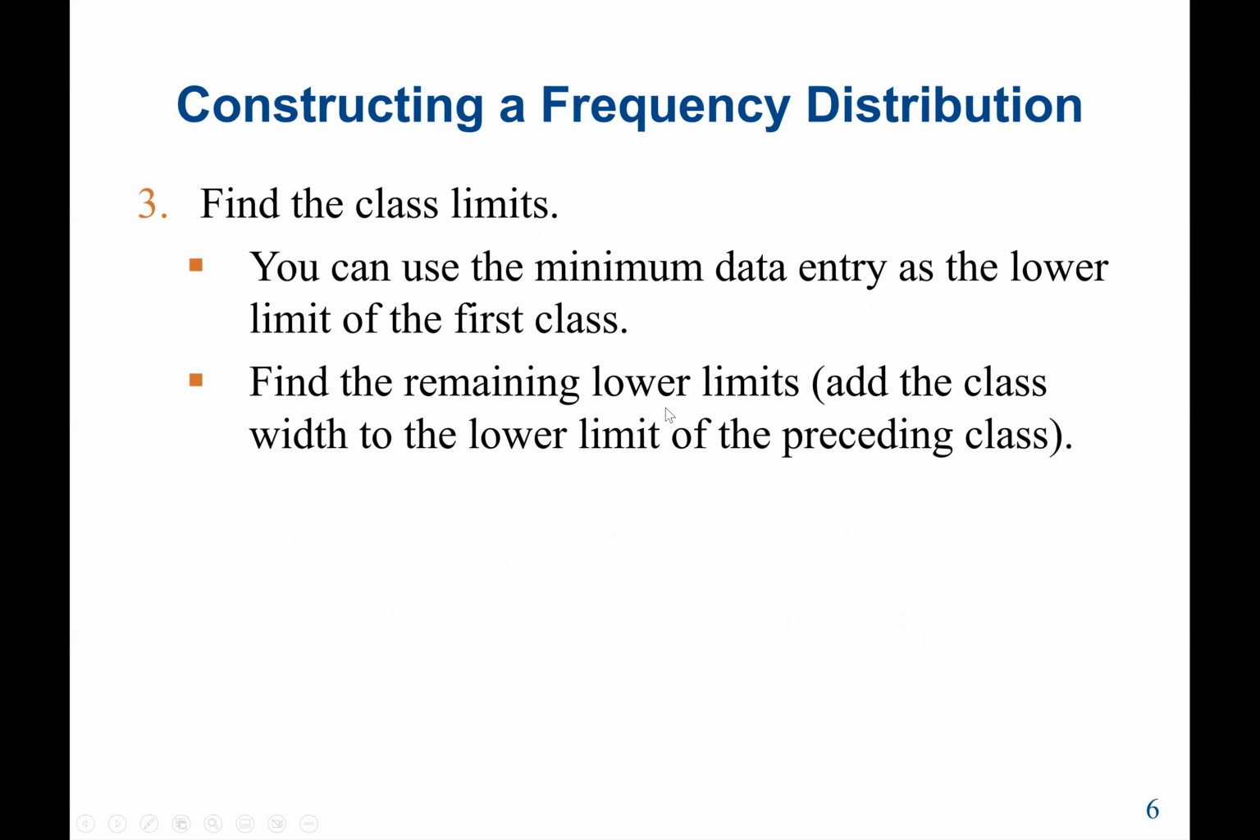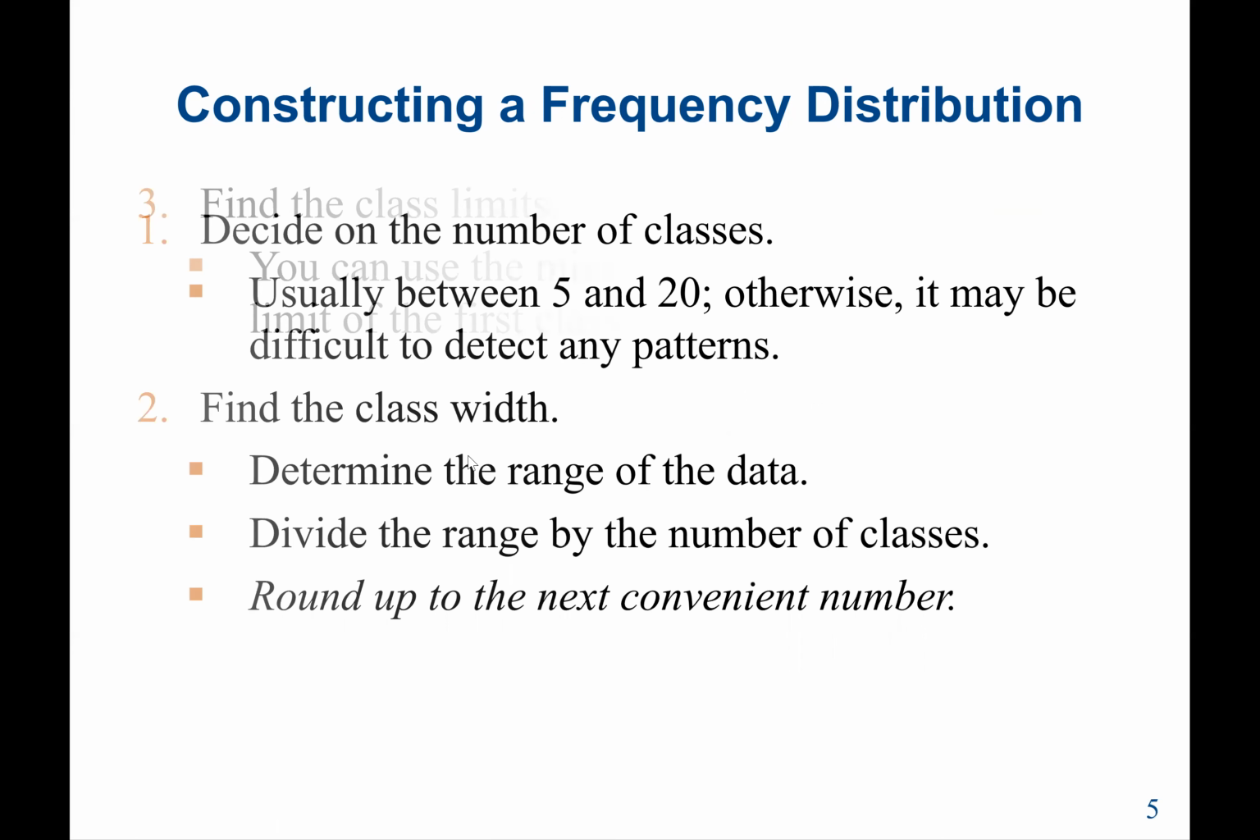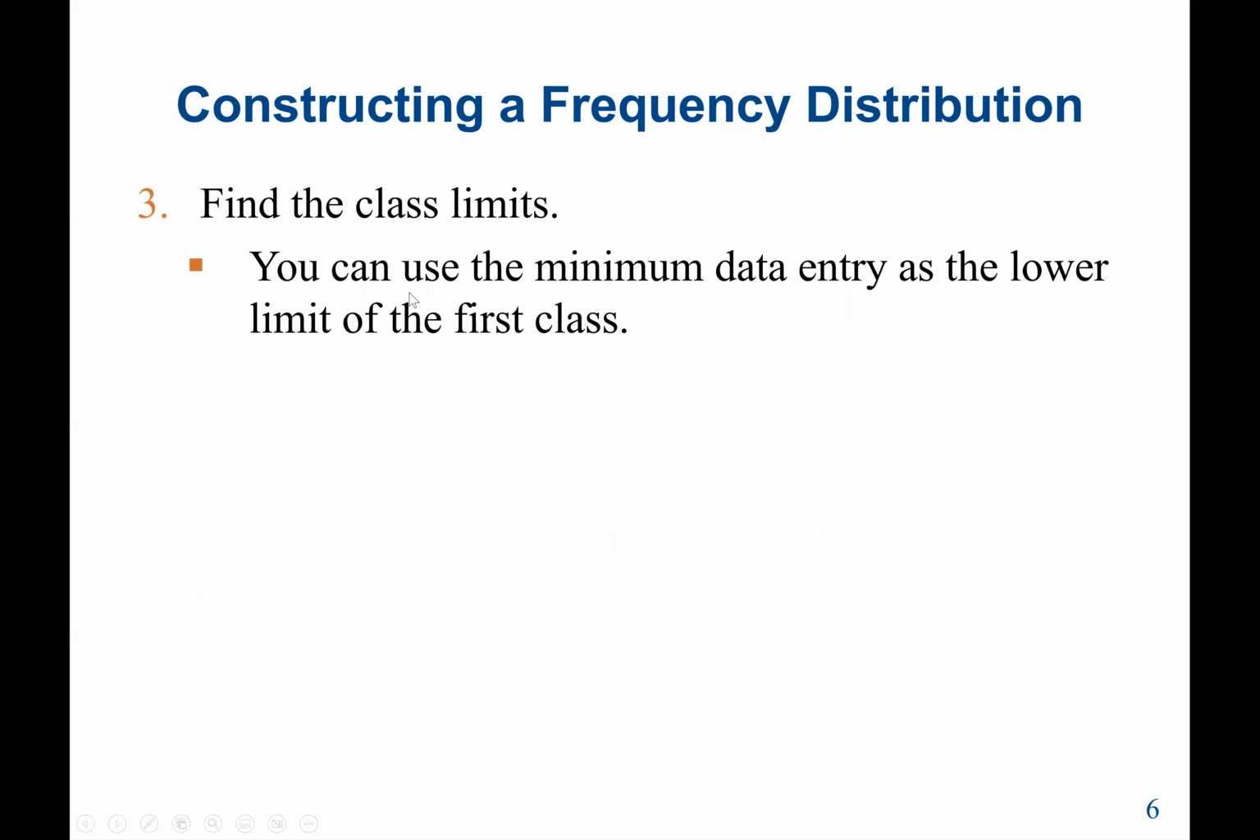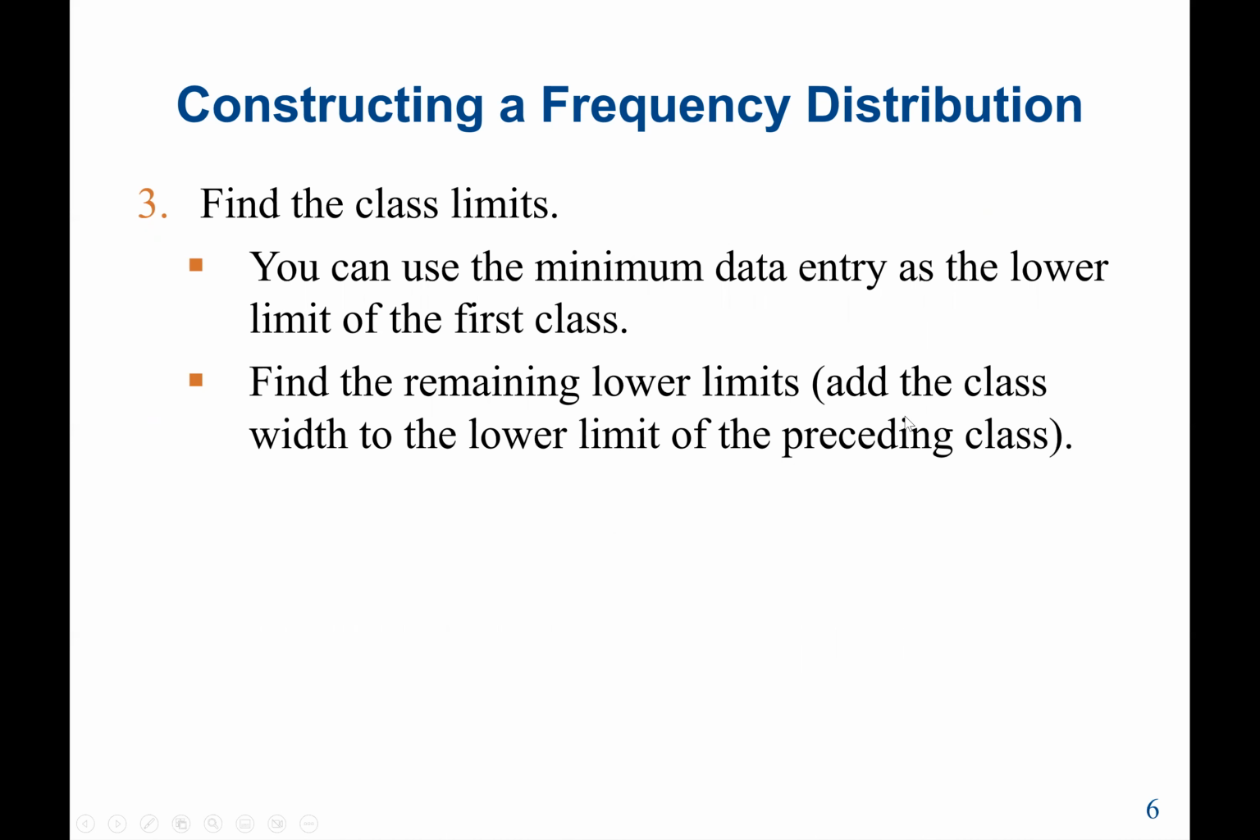Then find the remaining lower limits. We already found the class width. To find the next minimum data entry, we add the class width to the lower limit of the preceding class. So if the lower limit is 5 and the class width is 10, then the lower limit of the next class interval will be the previous lower limit plus the width.